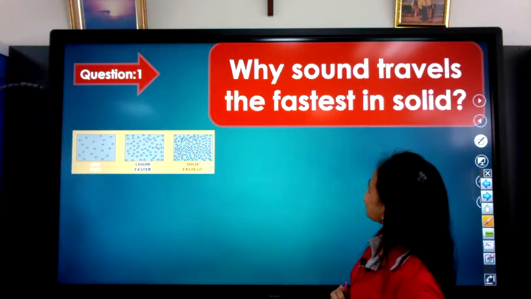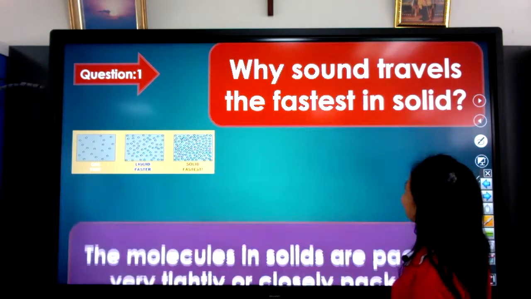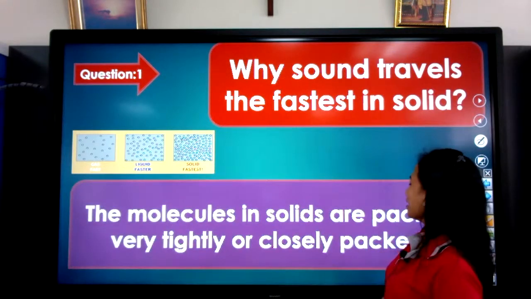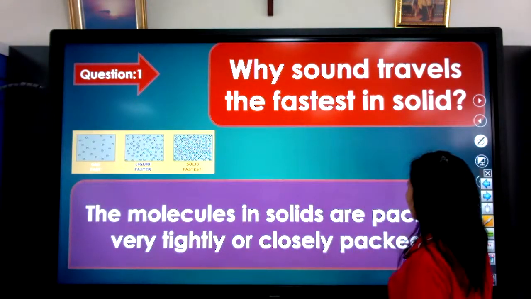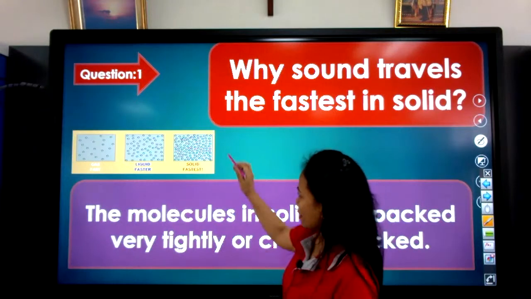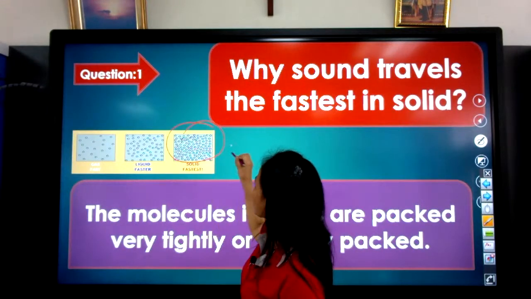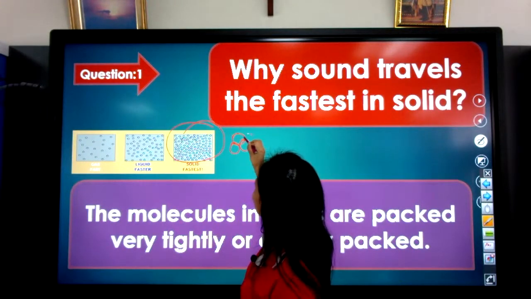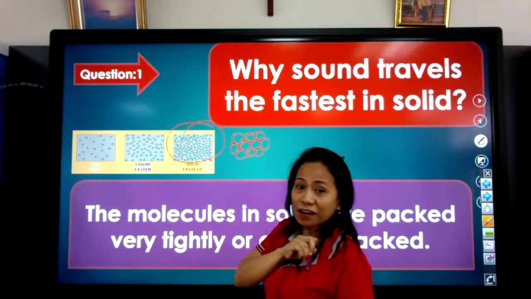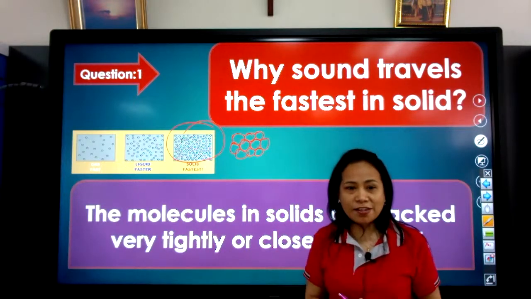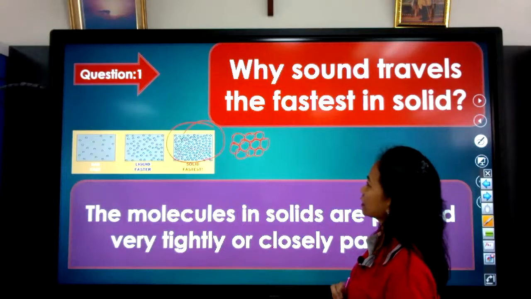Okay, next. Molecules in solids are packed very tightly or close together, closely packed. They are so close. That's the reason why sound is transmitted very fast, because of the arrangement of the molecules.